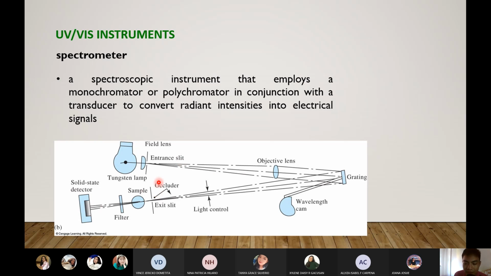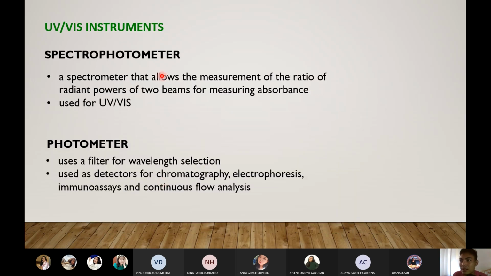Okay? So a spectrophotometer, from the word itself, it is a meter that detects light, no? So dinedetect niya yung mga light that is emitted or absorbed by the sample. Okay? And it is used in UV-Vis. Ang photometer naman, this is similar with the spectrophotometer. However, pag photometer, specific yung light na dinedetect niya lang. Specific light lang.